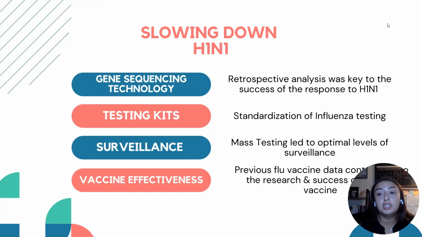Testing kits. Clinicians had more accessibility to testing and to rapid test kits. Because of many false negative tests being given, the 2009 pandemic brought about more accurate, rapid influenza test kits. Surveillance. The large amount of testing in the H1N1 outbreak helped contribute greatly to research about influenza and provided optimal levels of surveillance. Vaccine effectiveness. Seasonal vaccine data helped contribute to the H1N1 vaccine. It helped monitor the severity of the outbreak and helped agencies respond appropriately.